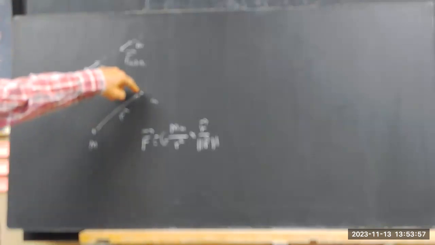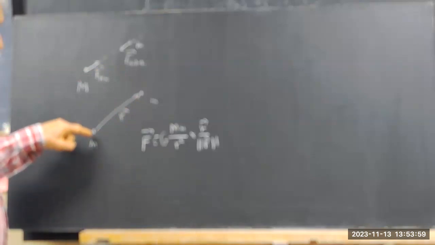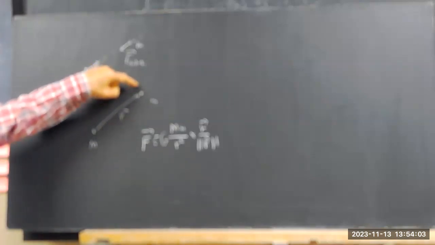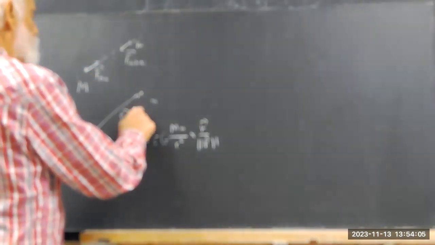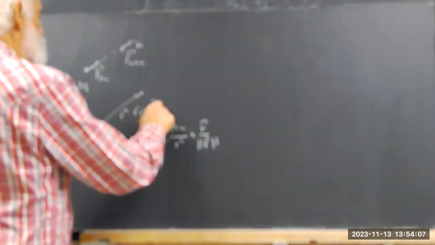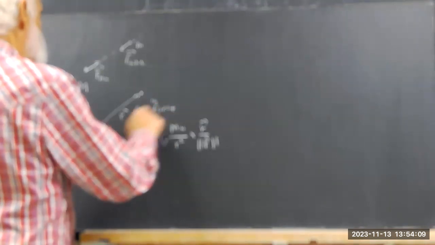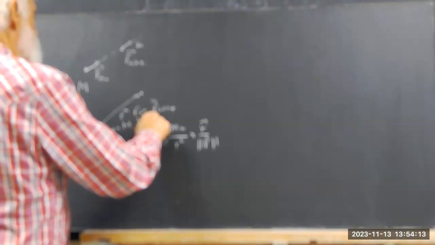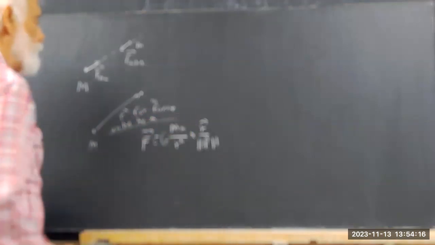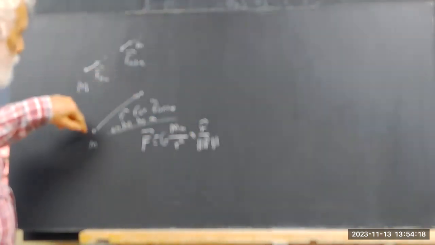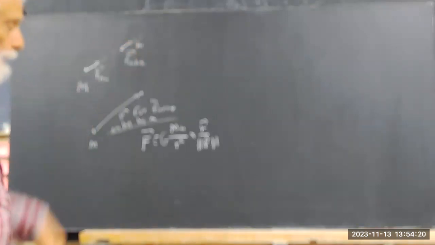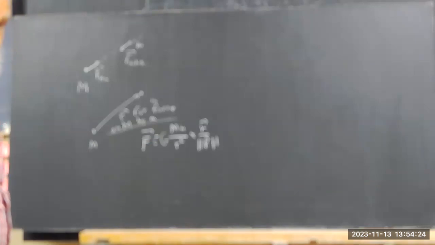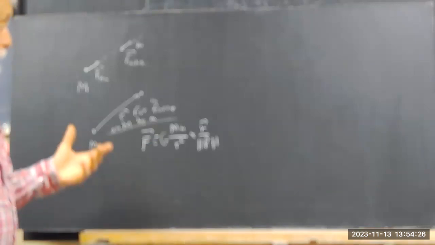Now this is the R vector for the force exerted on this mass by this mass. The R vector for the force exerted by big M on little m would be from big M toward little m. And there's your law. It says stuff that's obvious.